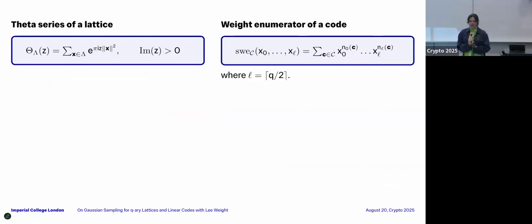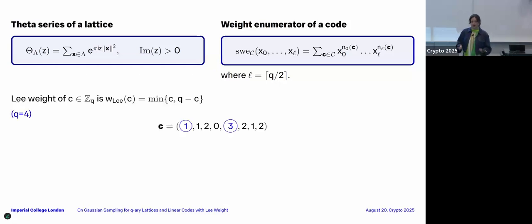So one of these properties that we can evaluate is something called the theta series of the lattice, which I mentioned a few slides ago. The theta series of a lattice records the number of lattice vectors of each norm. In coding theory, we have something similar in the form of a weight enumerator. In this case, we're going to use a weight called the Lee weight as defined here.